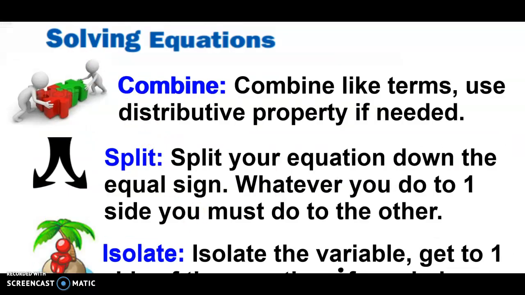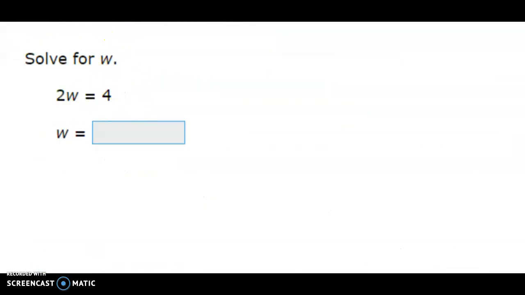All right, now, the first one I'm going to start off with is a very basic one. It is 2w equals 4. Now, this is represented by the thought process that 2 times some unknown number equals the value of 4. Now, you can probably, in your head, understand that the answer is 2. 2 times 2 equals 4. But how can we use our steps, combine, split, isolate, inverse, check, to get that answer if we couldn't do it in our head? Well, combine.